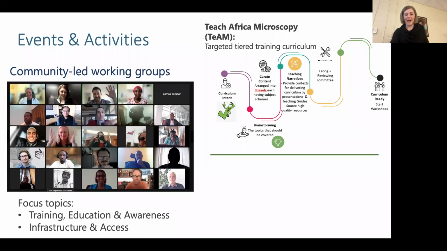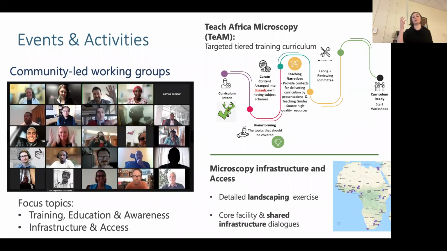Our second working group is working on, as I said, building essentially on this map and trying to get a much more detailed landscaping exercise. It is not trivial, just trying to reach people, but it's an ongoing effort.